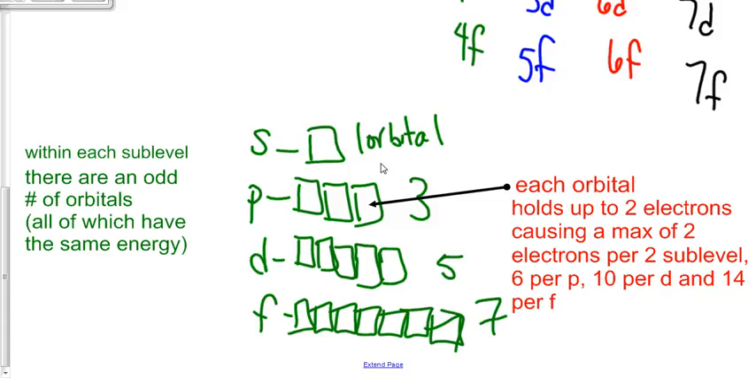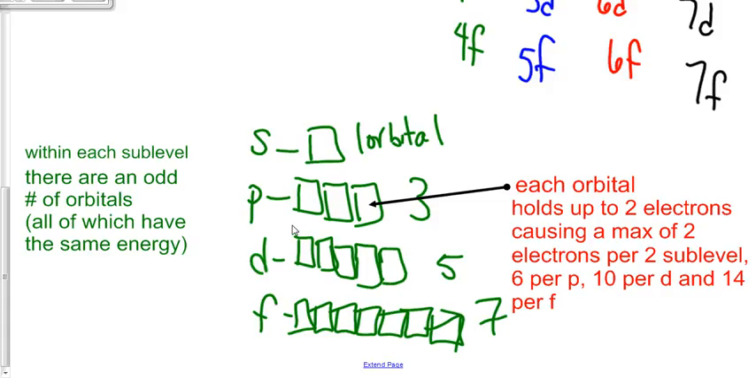And very often, a little bit later, a couple of videos from now, you'll hear about orbital box diagrams. They are represented by a single box. The p sublevels all contain 3 orbitals, so there's 3 boxes. The d's contain 5 orbitals, and the f's contain 7.